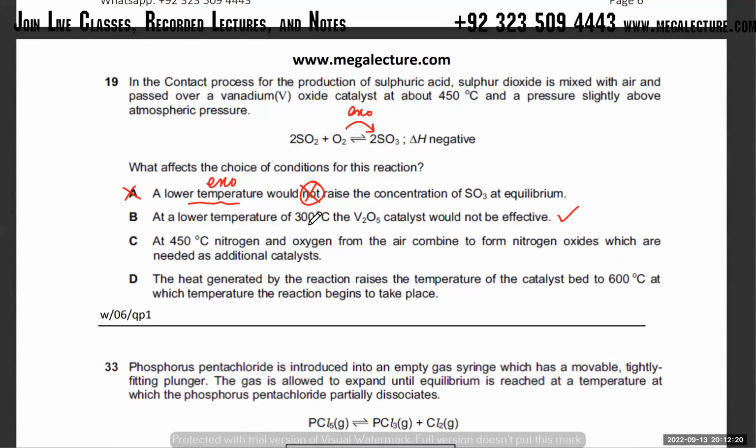अच्छा, 450 centigrade, nitrogen and oxygen from the air combined to form nitrogen oxides which are needed as additional catalyst. ये तो खैर, if you remember contact process, this never happened. Nitrogen oxides were not used as catalysts in this case. Next, the heat generated by the reaction raises the temperature of the catalyst bed to 600, at which temperature the reaction begins to take place. So, temperature of the catalyst bed to 600. So, second, what affects the conditions for this reaction?